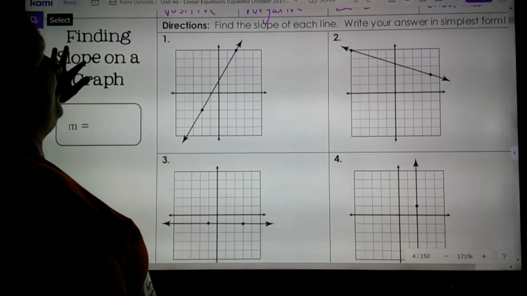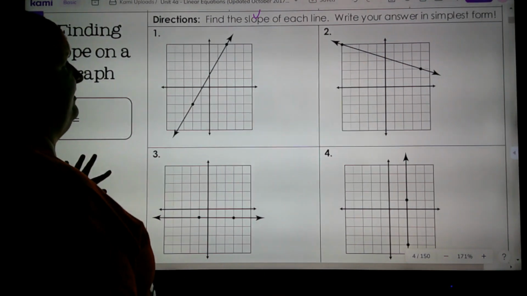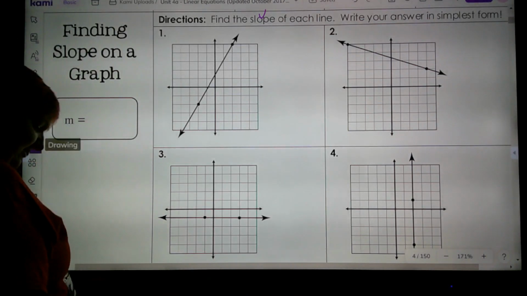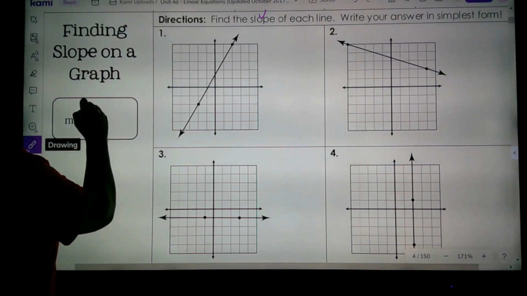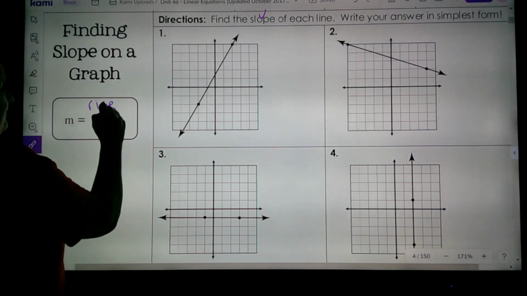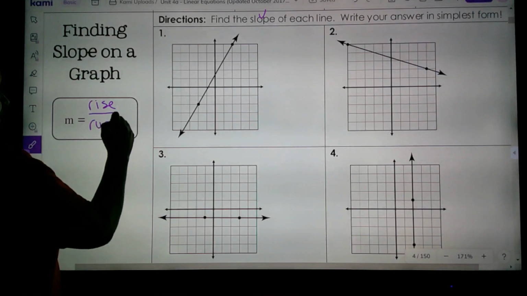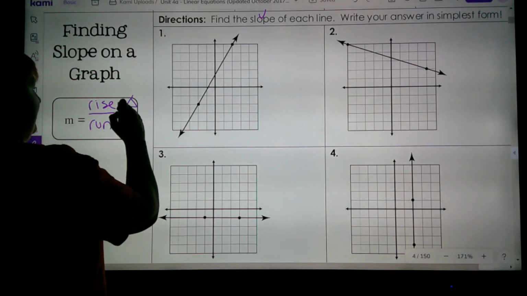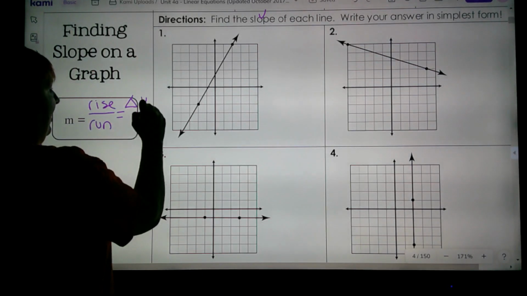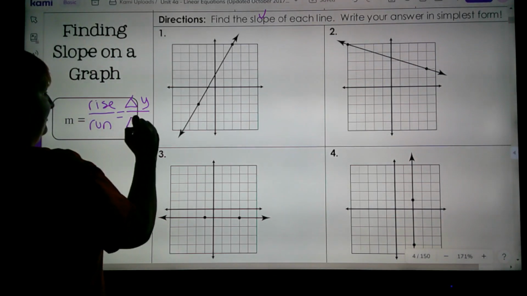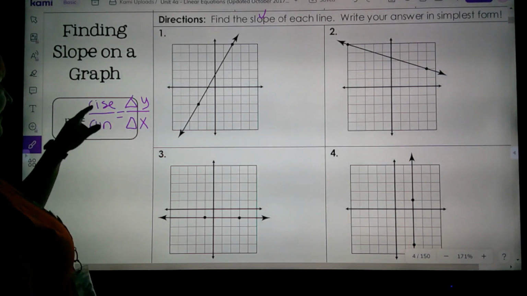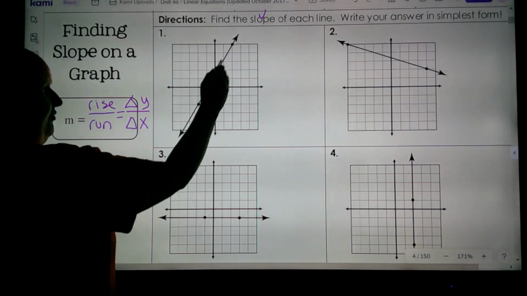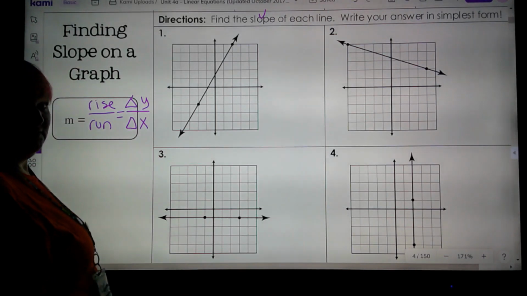All right, so let's find it if we have slope on the graph. All right, remember it's your rise over your run, also known as the change. That's the delta symbol for change. Your change in your y over the change in your x. Rise over run, y over x. Right? So pick a point. It doesn't matter which point.